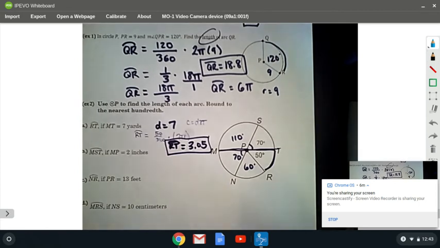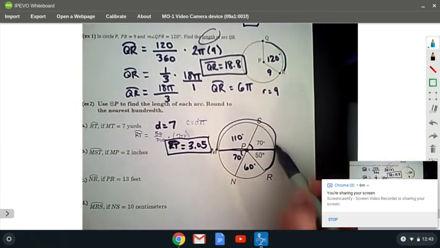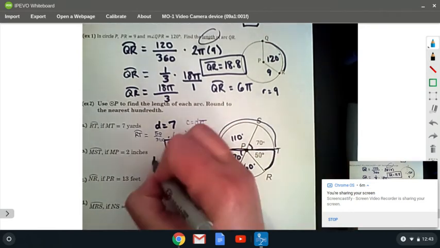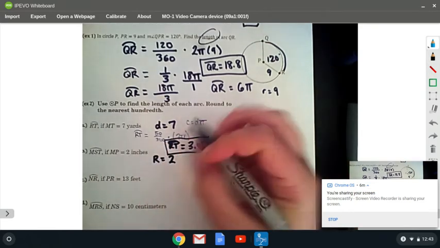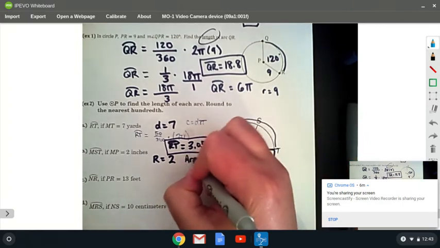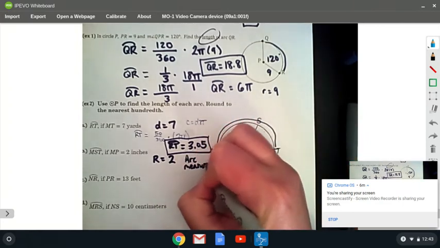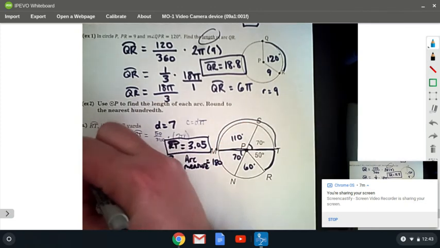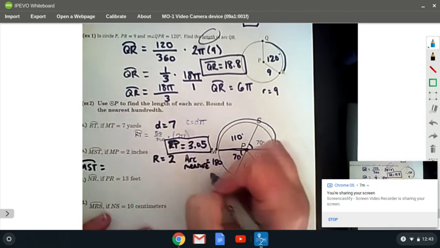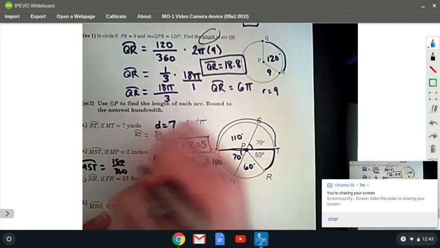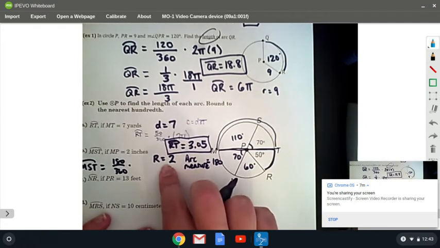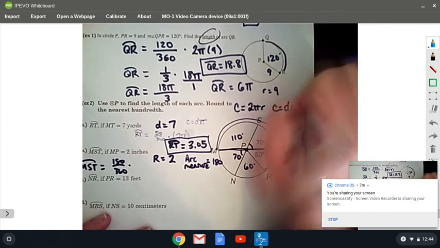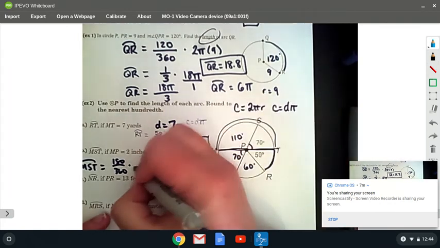All right, next one, MST. MST is this, that's a whole 180. And they give us that MP, a radius, is 2. And our arc measure is 180. So those are the two things I know here. So MST will equal my measure of my arc, 180 over 360, times my circumference. My circumference formulas are 2 pi r and d pi. I have the radius, so I'm going to use 2 pi r.